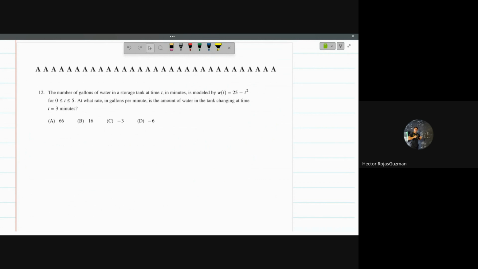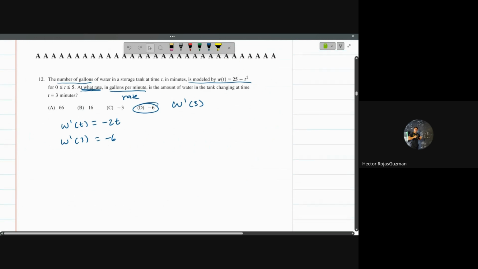The number of gallons of water in a storage tank is modeled by this function. Again, number of gallons. At what rate, aka a derivative. Also, here's another huge clue: gallons per minute. That's a rate. Is the amount of water in the tank changing at 3? In other words, they want us to figure out W prime of 3. To do that, we first need W prime, and that's negative 2t. W prime of 3 is equal to negative 6. Easy money. It's like they're begging us to take easy points.